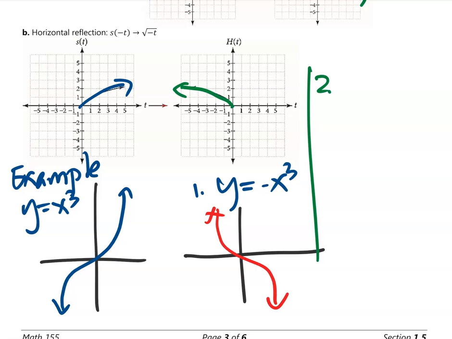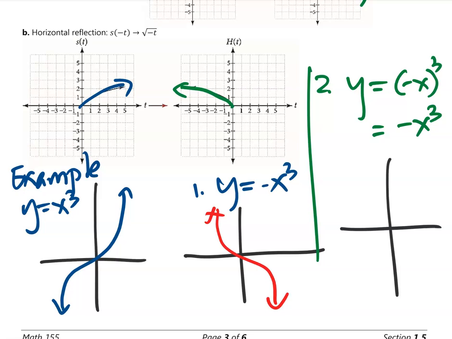How about y equals negative x cubed? You see the difference between the two. Number one is negative x cubed here, and number two is quantity, or inside the parenthesis, negative x, cubed. And negative x cubed is still equal to negative x cubed, and the graph here is horizontal, so you will have this.